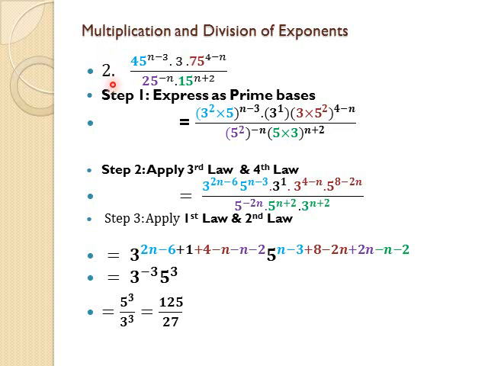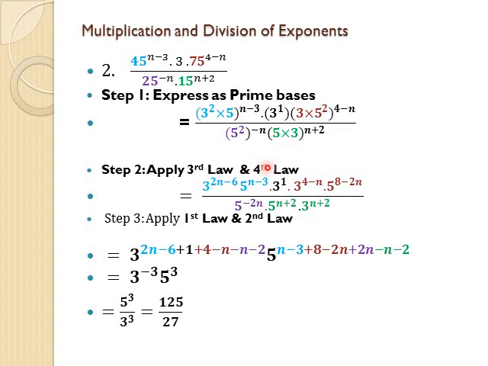Right, so there for problem 2, we've given you 45, which is not a prime number, 75, 25, 15, and 3. So we have to express step 1 as prime basis. So 45 is 3 squared times 5 to the n minus 3, with 3 having an invisible exponent 1. 75 again would be 3 times 5 squared, to the 4 minus n. 25, we assume you know, is 5 squared to the minus n, and 15 as prime numbers would simply be 5 times 3.